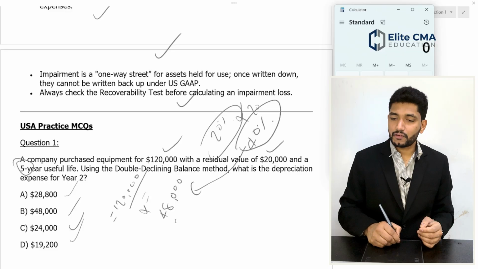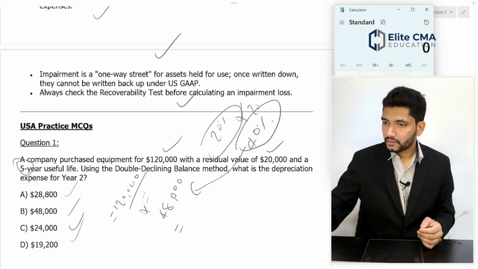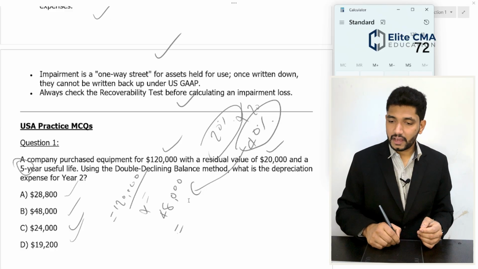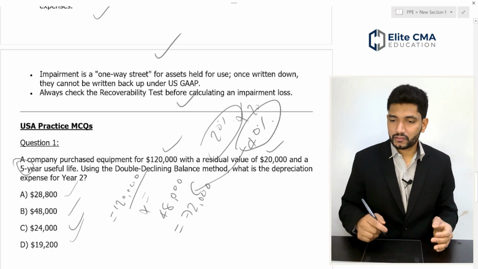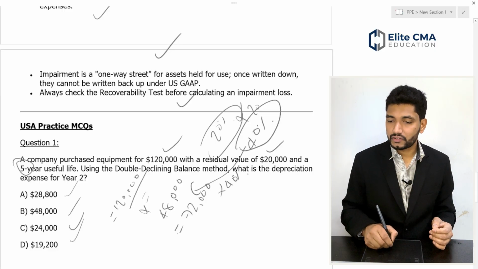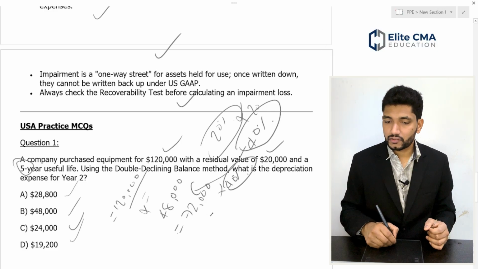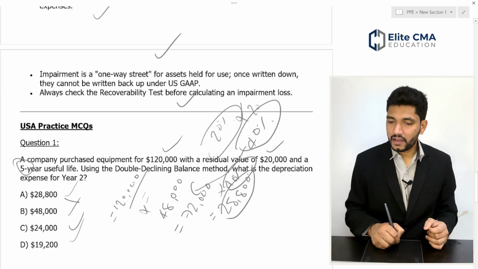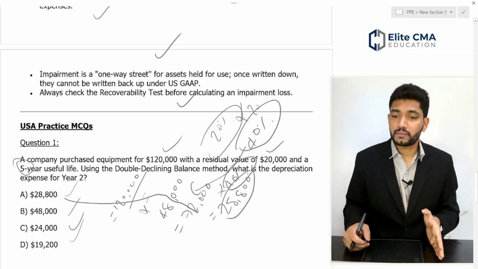So, for the second year, what is your carrying value? It is 120 minus 48. The 72,000 is your carrying value for the second year. How will you calculate the depreciation for the second year? You have to apply another 40% on this carrying value, which is 72,000, and that means it is 28,800. So, here the answer is option A.